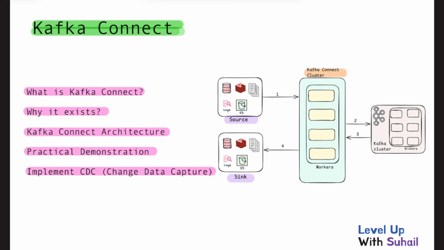So far in this Kafka series, we built producers, consumers, understood partitions, rebalancing, offset management, and so on. But in real production systems, nobody writes custom producers to read from MySQL, and nobody writes custom consumers to push data into Elasticsearch. Instead, we use something called Kafka Connect, a scalable, fault-tolerant data integration framework built on Kafka.